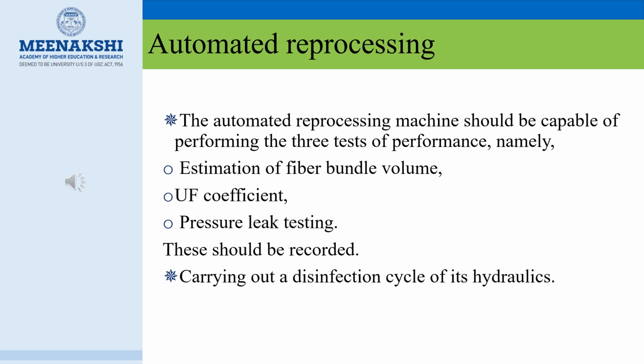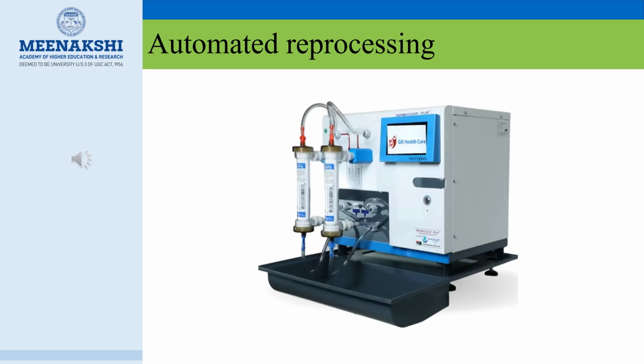Automated reprocessing. The automated reprocessing machine should be capable of performing three tests, namely estimation of fiber bundle volume, UF coefficient and pressure leak testing. These should all be recorded, along with carrying out the disinfection cycle of its hydraulics. The chemicals required for cleaning and disinfection cycles should be connected to the machine as specified by the manufacturer. Periodic changing of the chemicals should be carried out with checks for exhaustion, and if exhausted, you should change them. This is an automated reprocessing machine.